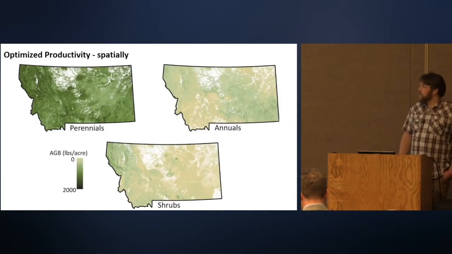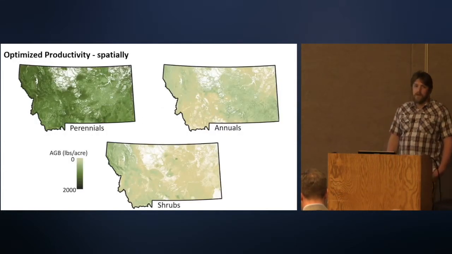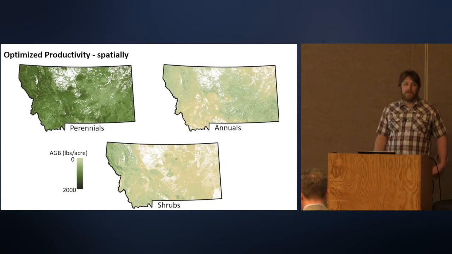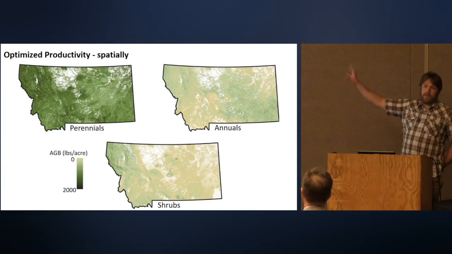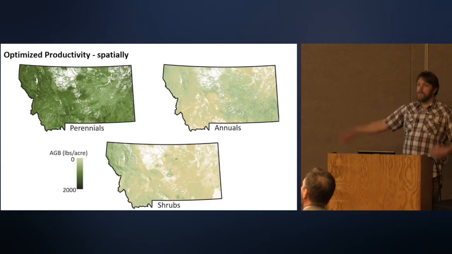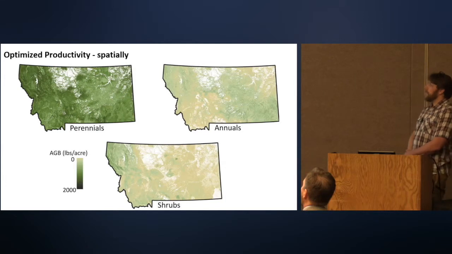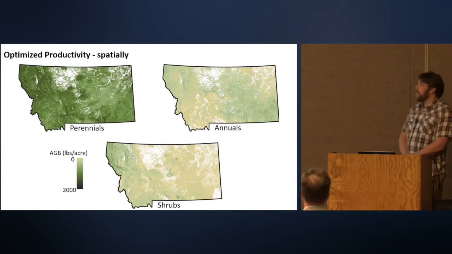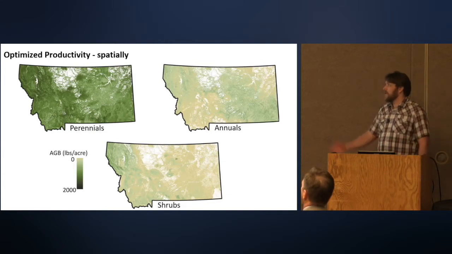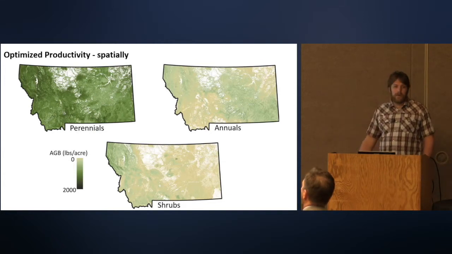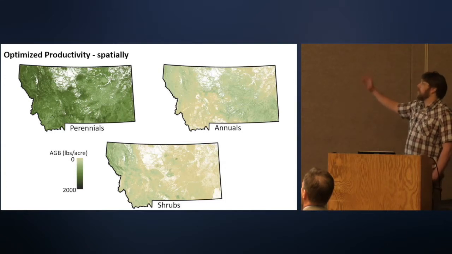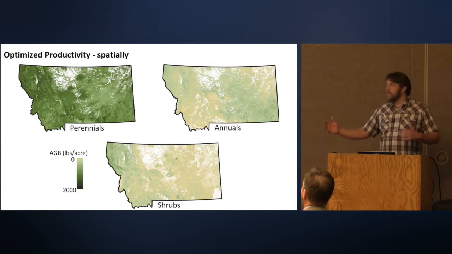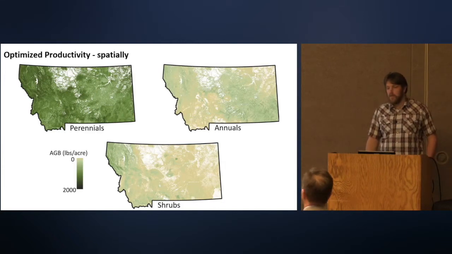Now those were individual pixels, we can also map this across space. So this is for 2017 for Montana, where we can get, and converted now to above ground biomass just through some basic conversion factors. And we can look at above ground biomass in pounds per acre for perennials, annuals, and shrubs. And again, you can see that it's really perennials that are driving overall productivity of these areas. But you can start seeing interesting trends of annual productivity increasing or decreasing and shrub productivity increasing or decreasing.